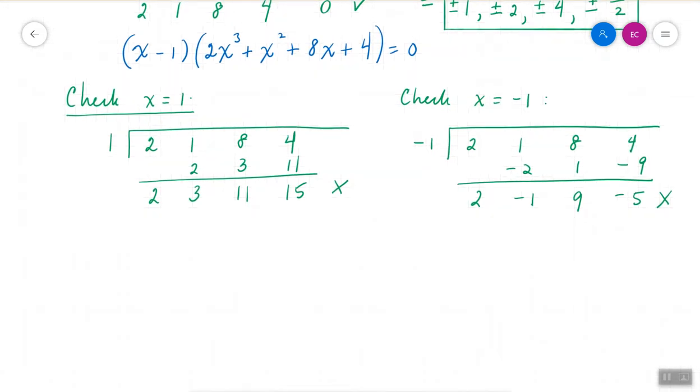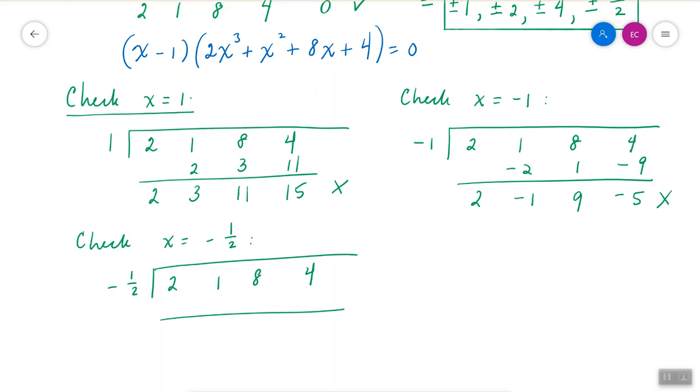So let's check x equal -1/2. And we'll put a -1/2 up front, and then 2, 1, 8, and 4. And then we'll have 2, 2 times negative a half is negative 1, 0, 0, 8. 8 times negative a half is negative 4, and sure enough, the remainder is 0.